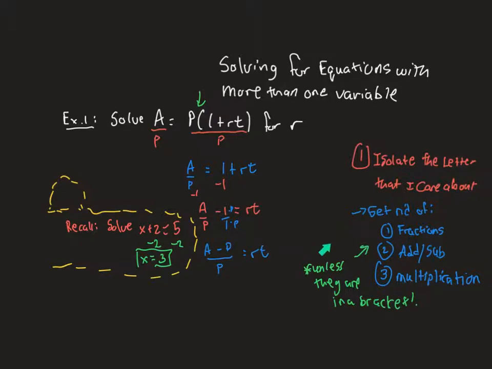Finally, is there any multiplication? Yes, there is. The T is multiplying. How do I know? There is nothing in between them. So I'm going to divide both sides by the T. Now, little trick, if I'm dividing both sides by the T, this basically means I'm putting this on the bottom. So my final answer should be A minus P over PT is equal to R.